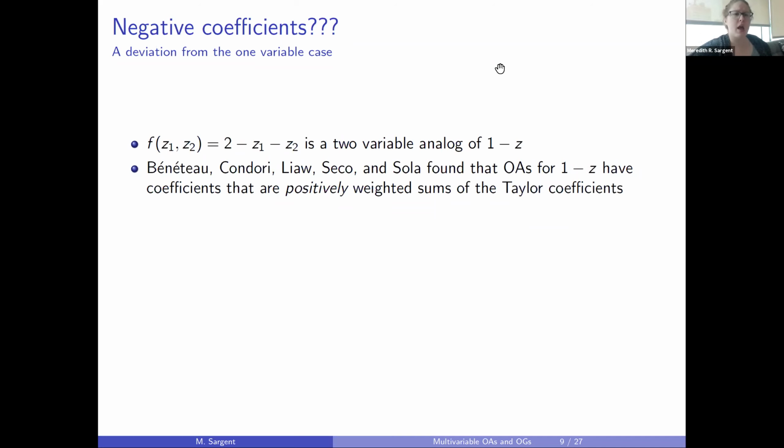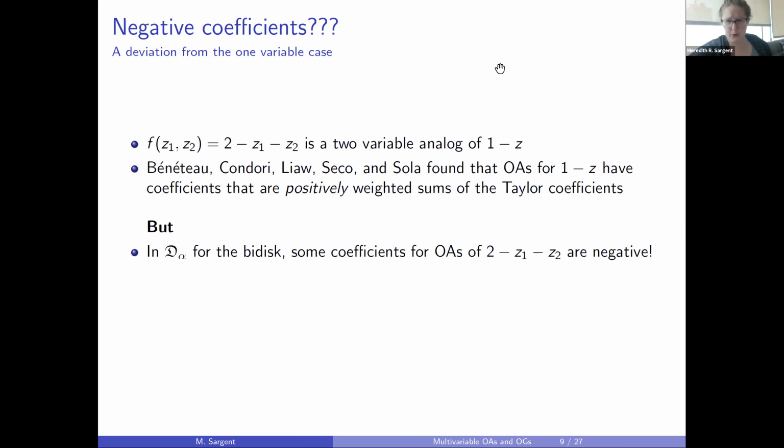Now, in the 2 variable case, some of our coefficients ended up being negative, and we were very confused by this, and I still don't have a very satisfactory explanation for why.